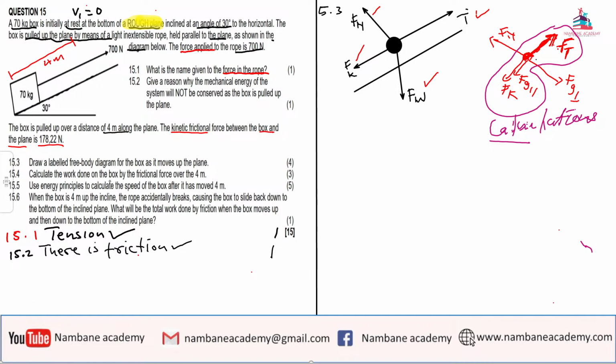15.4. Calculate the work done on the box by the frictional force over 40 meters. The direction of motion is up the slope. So at 15.4, W done by Fk is equal to Fk multiplied by Δx cos θ.